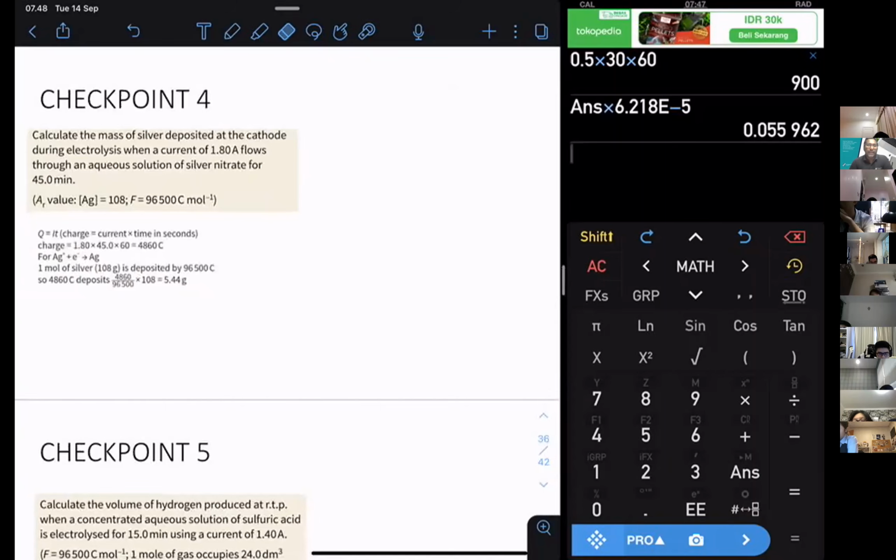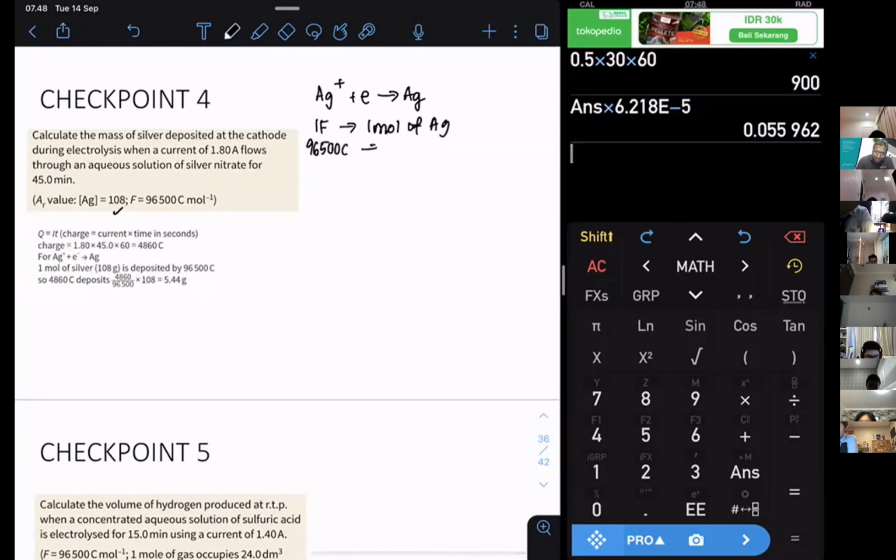I'll show you another example. This is going to be silver at the cathode. If silver is going to be deposited, you need to know how to write the equation. Ag plus is being discharged, so Ag plus plus electron to give you Ag. You need to know this first. Once you get this, you know that 1 Faraday is required to deposit 1 mole of Ag, and 1 mole of Ag is 108 grams. So 96500 coulombs is going to give 108 grams of Ag.